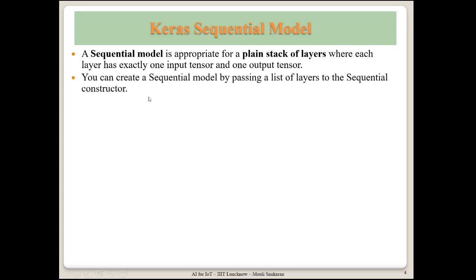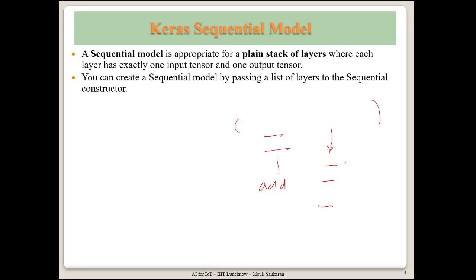Now you can create a sequential model by passing a list of layers. How do you create it? It is actually simple. We can either pass all the layers and create one sequential model in one go, or we can keep adding to it layer by layer. When you are adding, it will always add one after the other. That is also one of the reasons you can call it a sequential model.